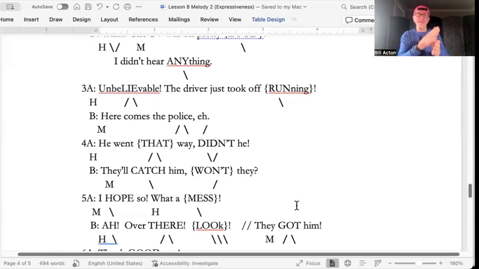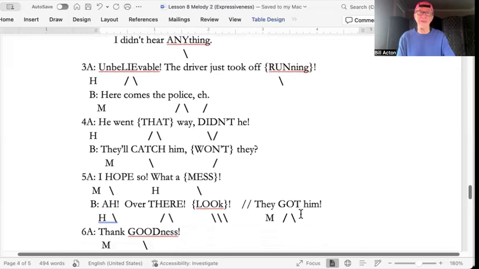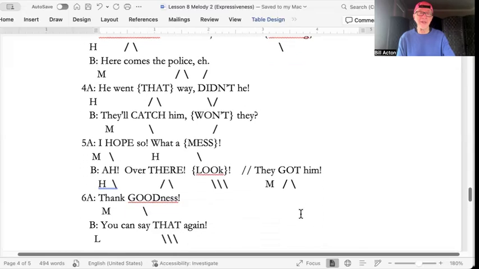Here comes the police. Eh? Well, a little bit. Got a little bit excited. So here comes the police. Eh? Sounds like maybe he's a Canadian, in fact. Actually, I wrote this in Canada. He probably was Canadian. 4A, then we've got a rise, fall, and a fall, rise, still at high. A is just so juiced, right? So he went that way, didn't he?